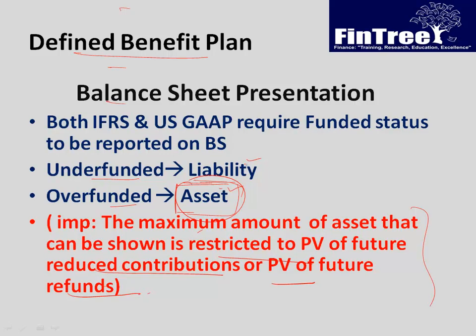The lesser amount. The difference between the two, the excess of asset vis-a-vis the present value of reduced contributions. You would not be expected to calculate this, but in case there is one line which says that the present value of reduced contribution is this much, then the one which is lower out of the two, that amount you would be required to show as the asset.